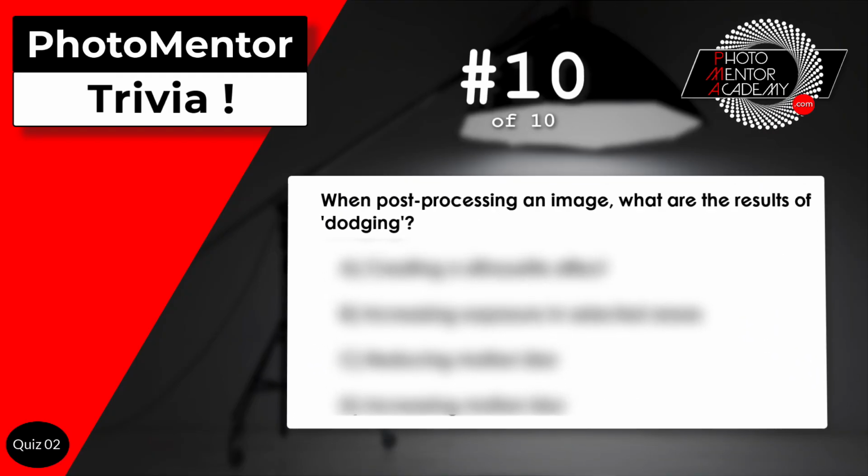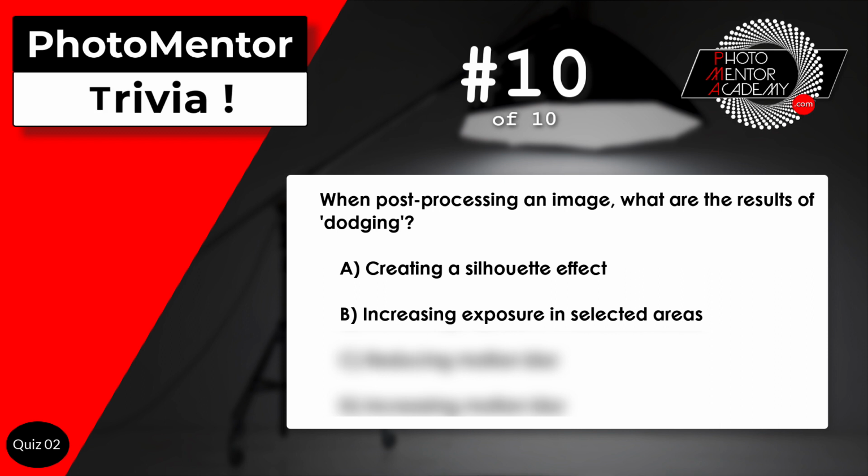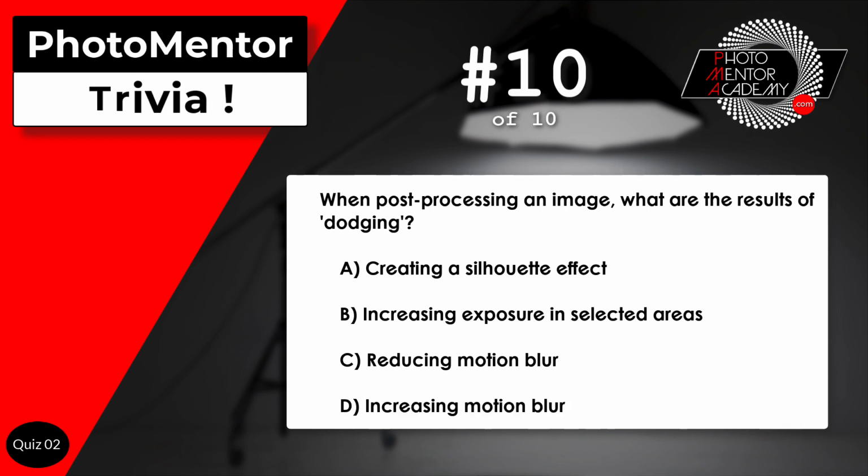When post-processing an image, what are the results of dodging? A. Creating a silhouette effect. B. Increasing exposure in selected areas. C. Reducing motion blur. D. Increasing motion blur.